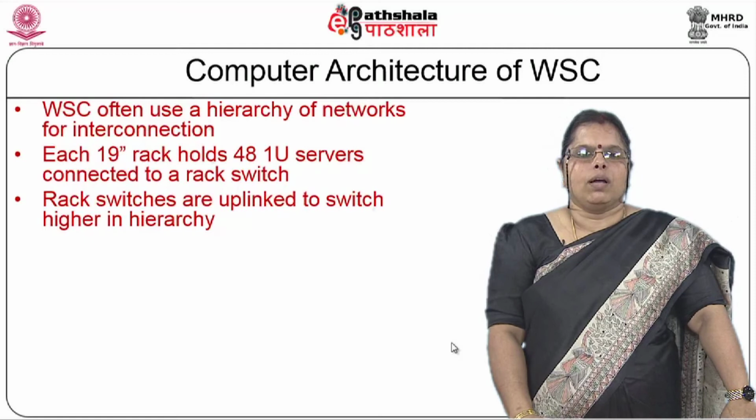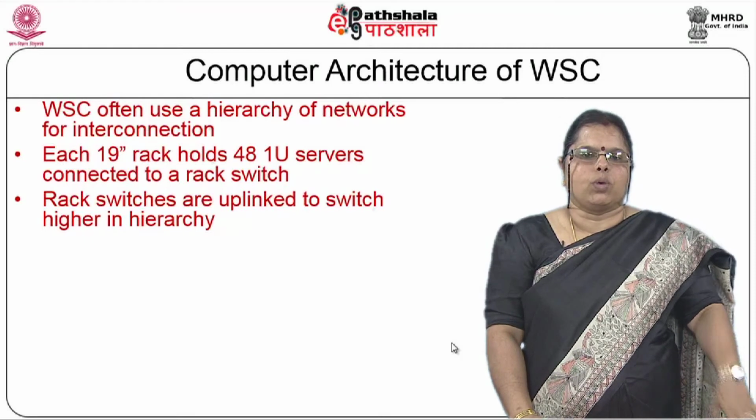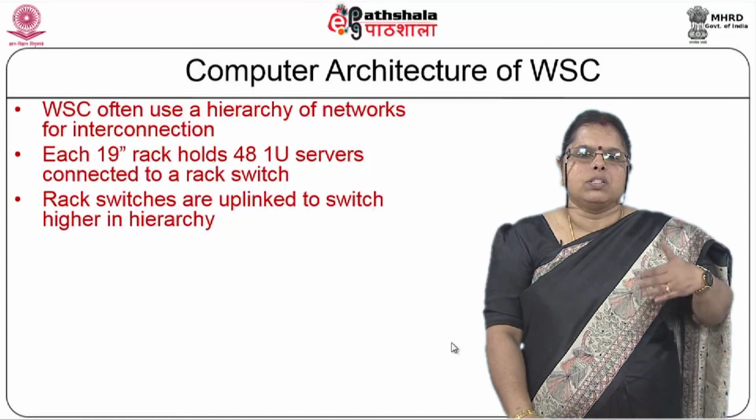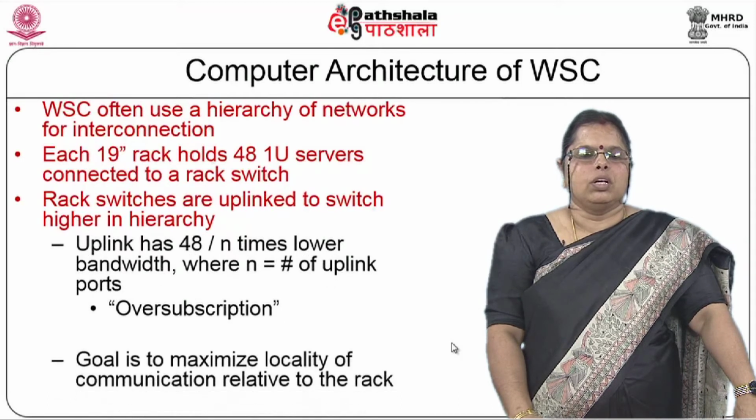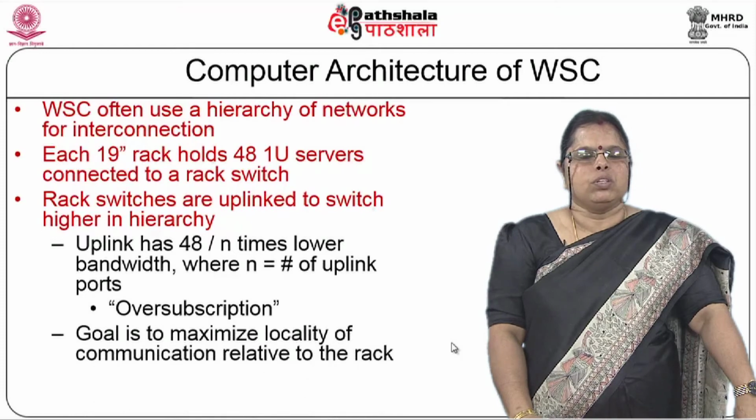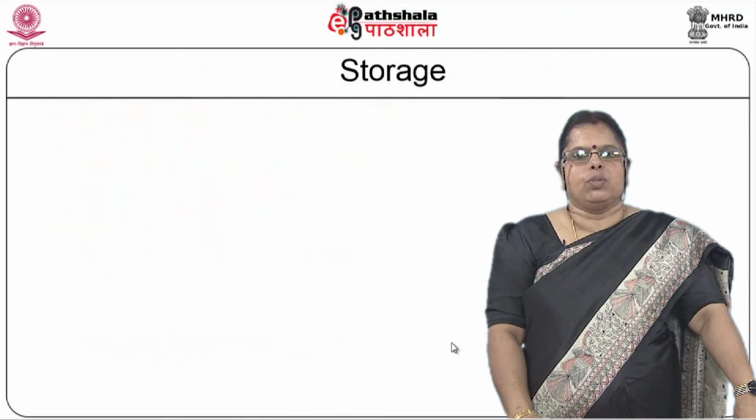interconnect. Each 19-inch rack holds 48 1U servers connected to a rack switch, and the rack switches are uplinked to a switch higher in the hierarchy. The uplink has 48/n times lower bandwidth, where n is the number of uplink ports. This is an oversubscription of course, and the goal is to maximize locality of communication relative to the rack.